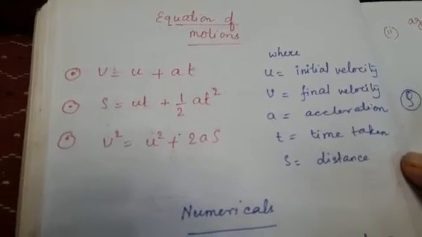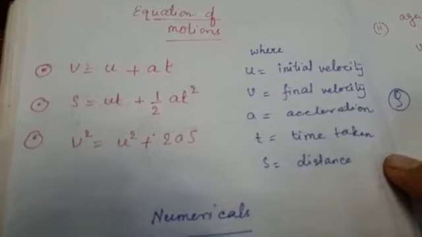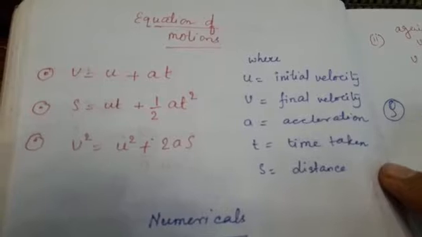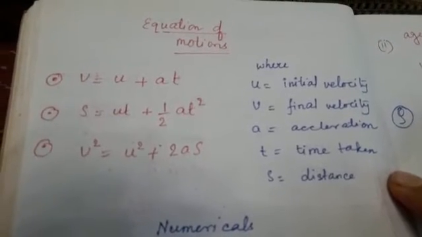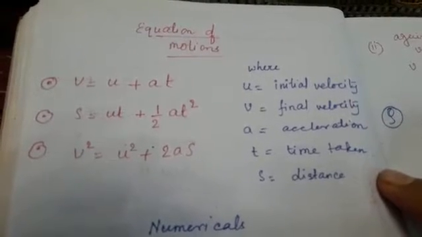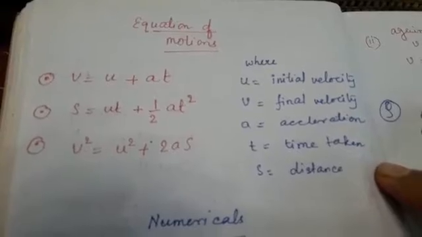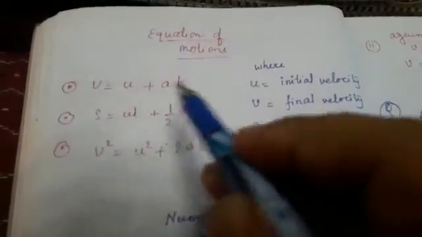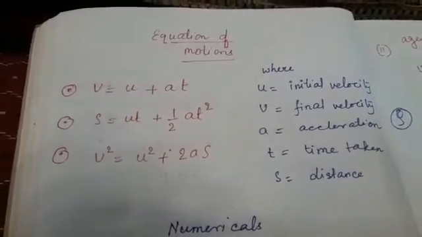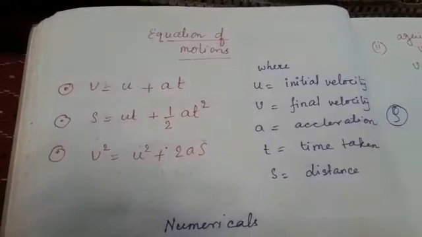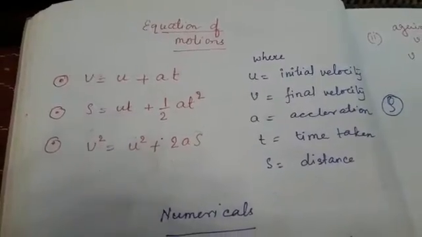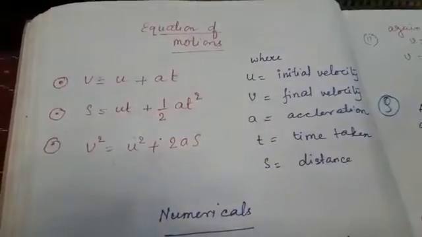So these are the three equations of motion, where u stands for the initial velocity of the body, v stands for the final velocity of the body, a is the acceleration of the body, t is the time taken by the body, and s is the distance covered. So these are the meanings of the symbols you are seeing, and accordingly in the numericals you have to select the equation according to the data given, and apply these formulas in various numericals.